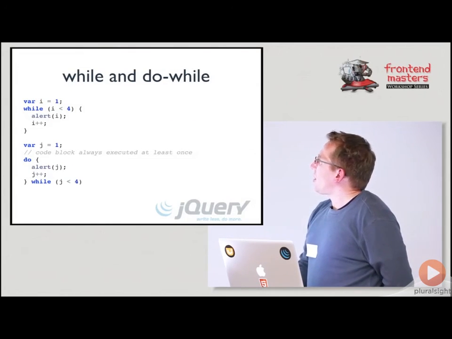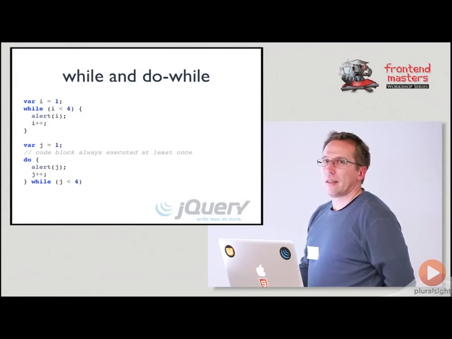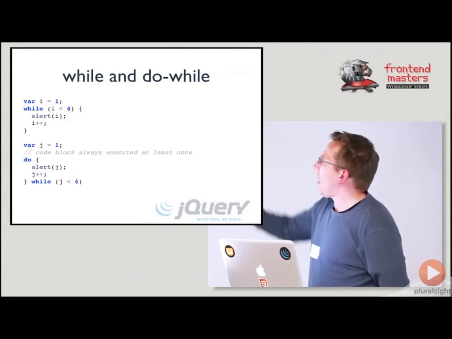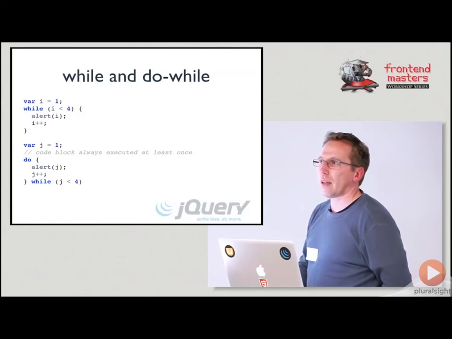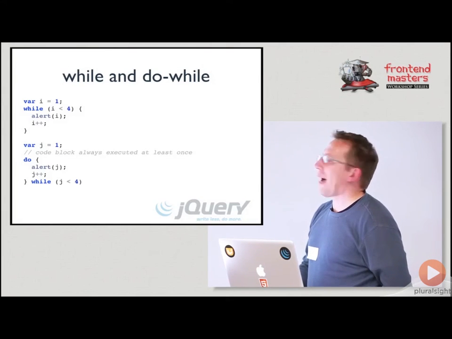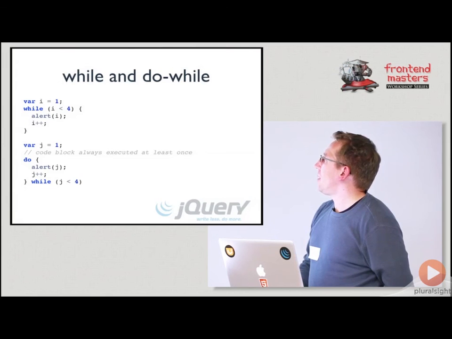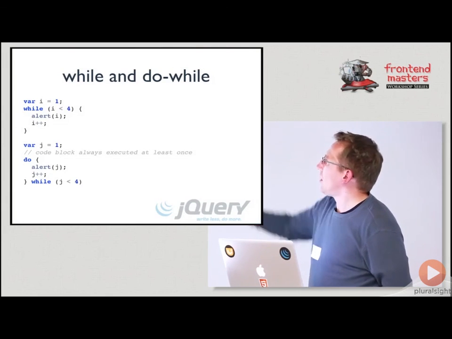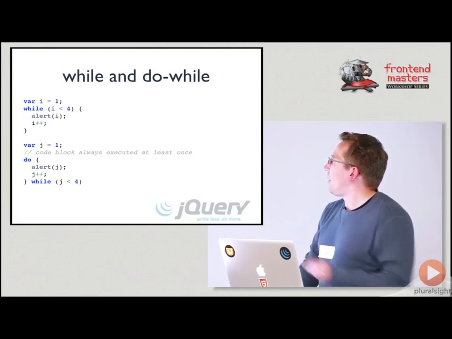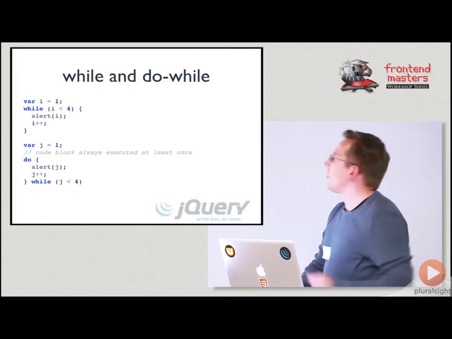While and do while. I don't use these very much, but they can be handy. They don't do the iteration for you, so you have to do it within the code block. Okay. So you would have to do the plus plus. Or you could start with for and work backwards and say while i is greater than 0, start with var i equals 4 or whatever, and then do i minus minus. So, all right.